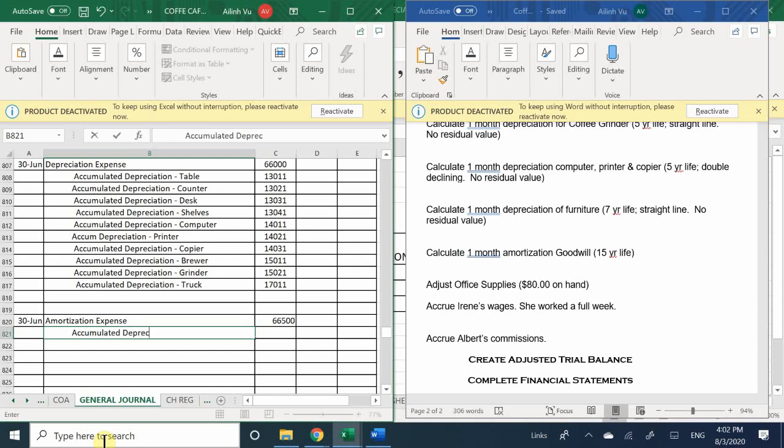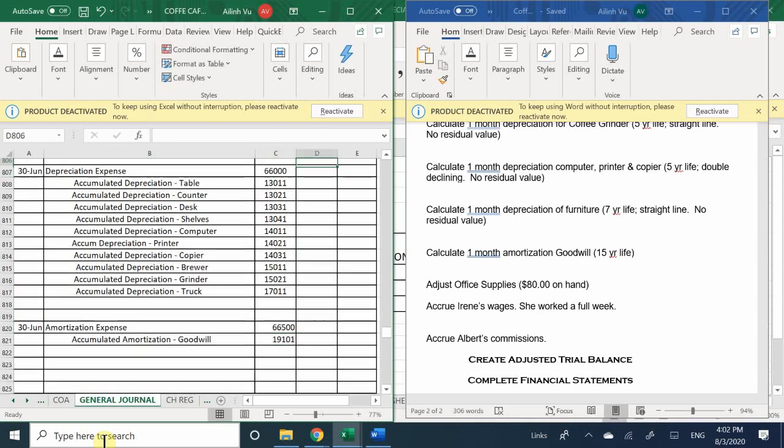accumulated amortization, goodwill. All right, and that is account number 19101. Okay. All right. Now go ahead and type it.